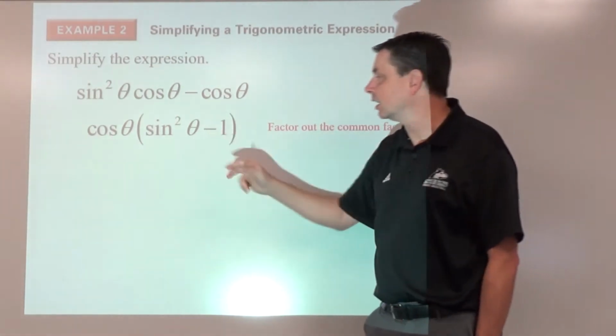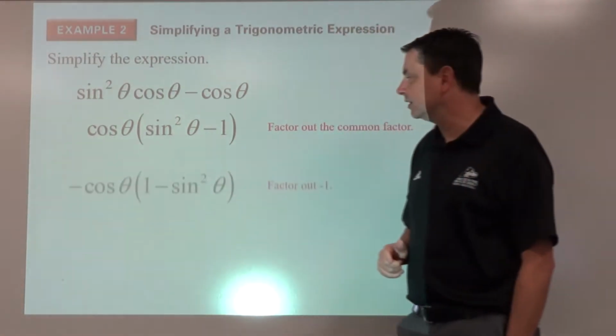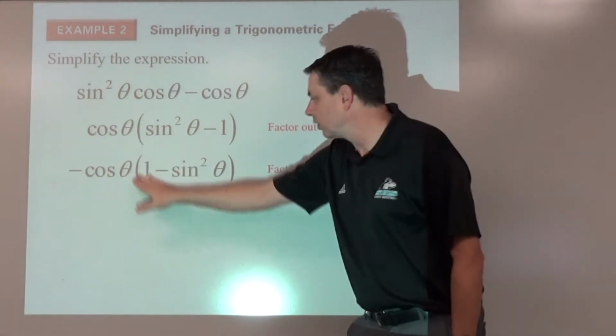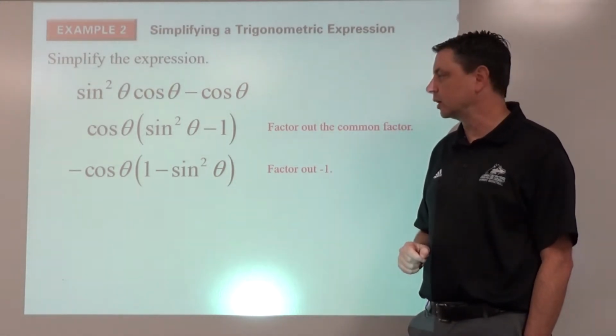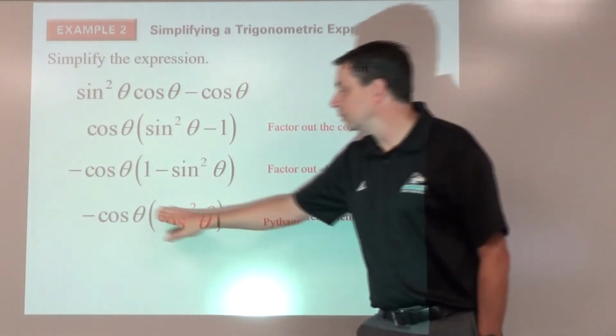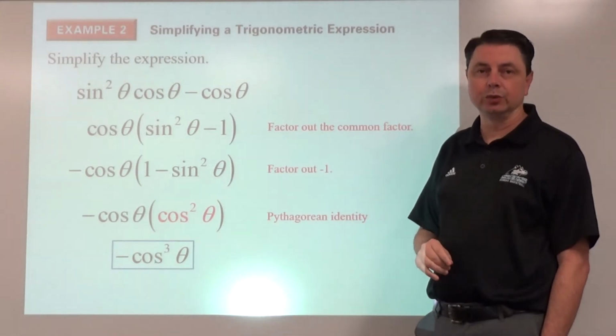So what we can do there is to reverse it, to do that opposite, factor out the negative. Now for this, 1 minus sine squared theta, that's cosine squared theta, Pythagorean identity. Multiply these together, we got our final answer, negative cosine cubed theta.